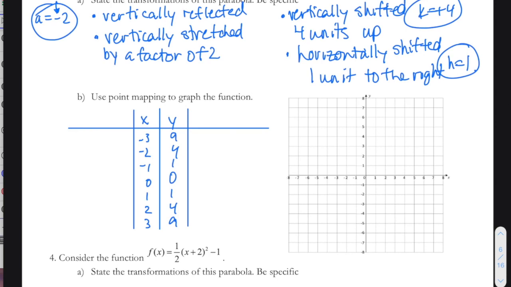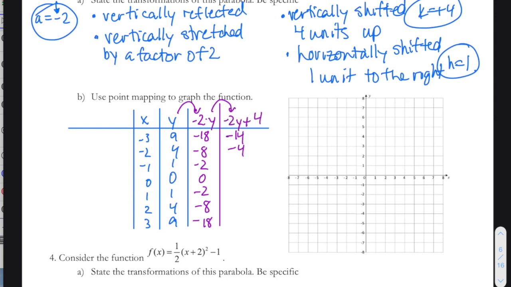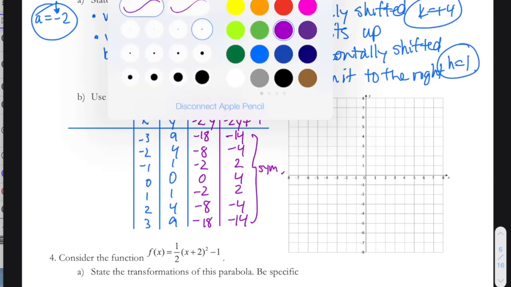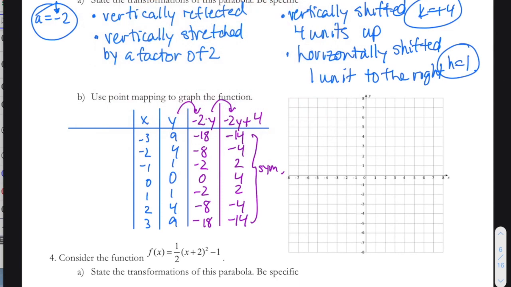So what I'm going to do is first, because I know how to do this correctly, apply a. So I'm going to take all my y values and multiply them by -2. And then I'm going to add 4. And notice that these are always symmetric. Okay, next, what I'm going to do is move it to the right 1 unit. So I need to take all my x values and add 1 to them.